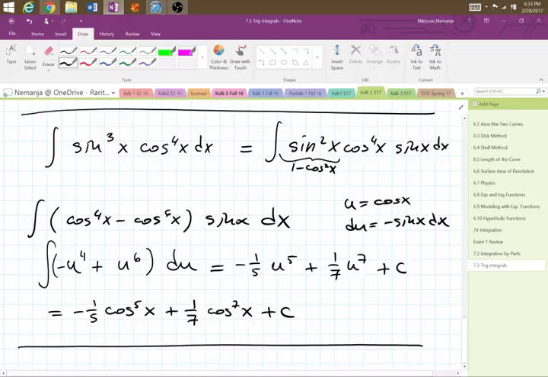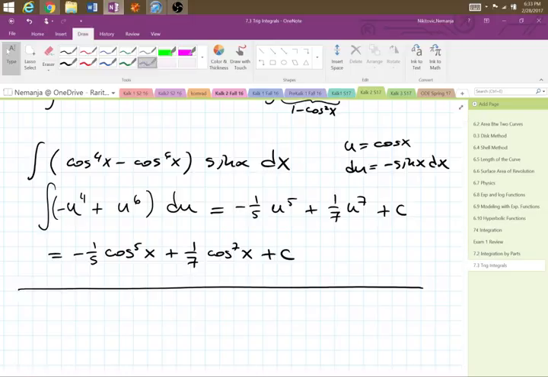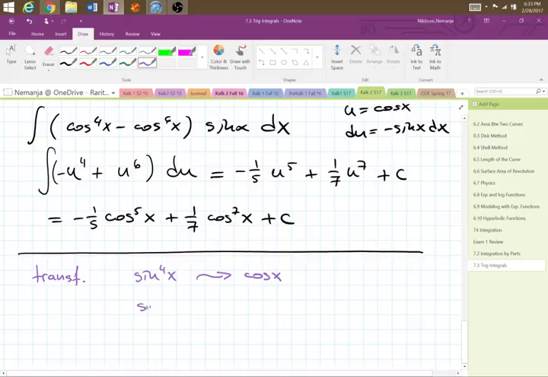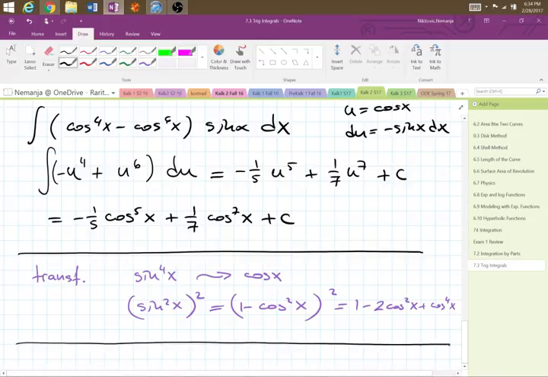Okay. So if you are transforming, let me do that in pink. Transformation, there we go. If I have to change sine to the 4x into cosines, I will write sine squared x everything squared, which is 1 minus cosine squared x everything squared, which is 1 minus 2 cosine squared x plus cosine fourth x, right? Just like a polynomial. You do the foiling. Great question. Excellent. I'll keep in mind for the test.